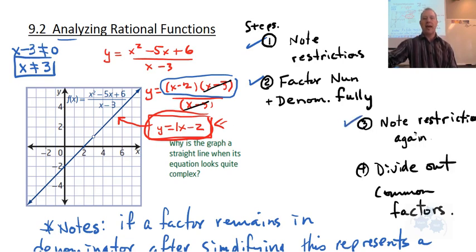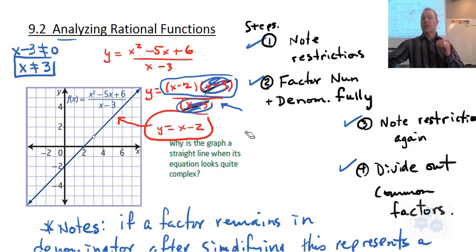Step number 3, note restrictions again. If you're able to factor the denominator and you didn't see that there were some values for x that were restricted, then note restrictions again before you actually eliminate or divide out any factors. The restrictions are still the same in this case. And then number 4 is divide out the common factors, which we did here in this step right here. Take these factors out and then write the simplified version of the function.